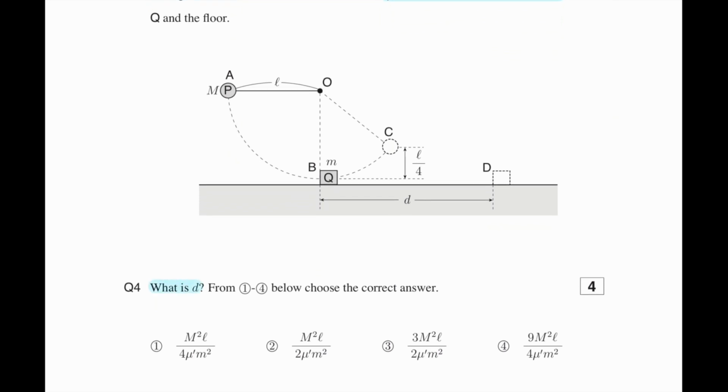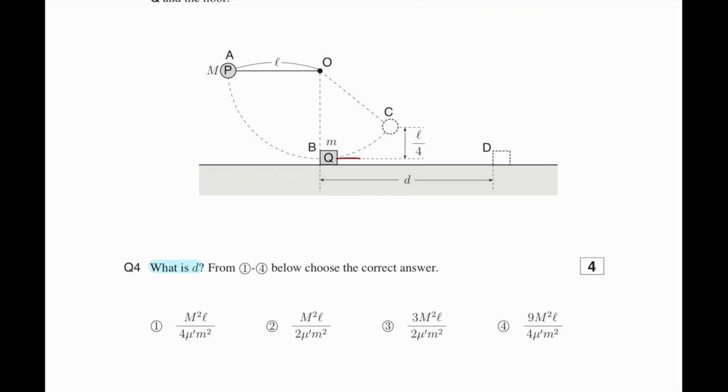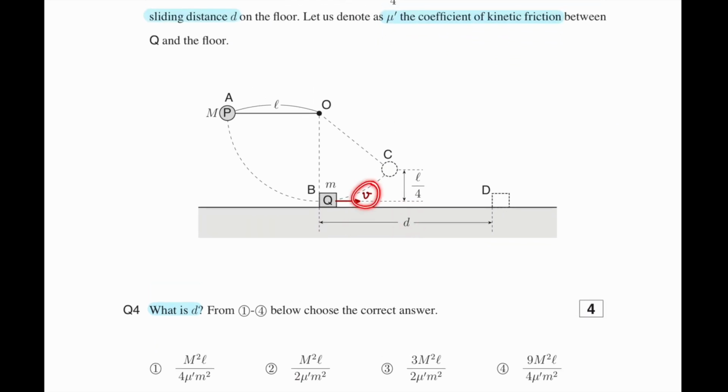We want to find the distance traveled by object Q after it collides with object P. To find D, I need to know the velocity of object Q right after it collides with object P. So I need to find V. And then after finding V, I'm pretty sure we can find D. The question is how to find V. V is the velocity or the speed of Q after collision.